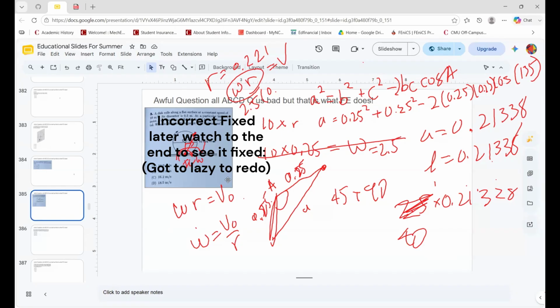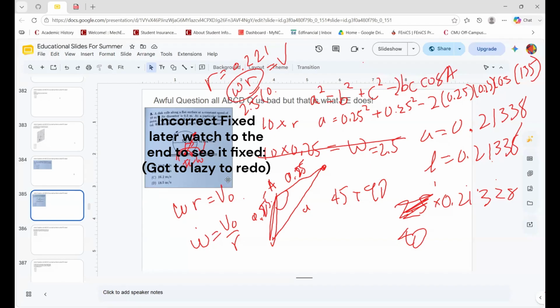That's also quite wrong. So let me just redo this again. Oh, I don't think I got the law of cosines working correctly. Let me do the law of cosines again. Plus 0.125 squared minus 2 multiplied by 0.25 squared multiplied by cosine 135. Maybe I wrote, hmm, is it in degrees? Yes.